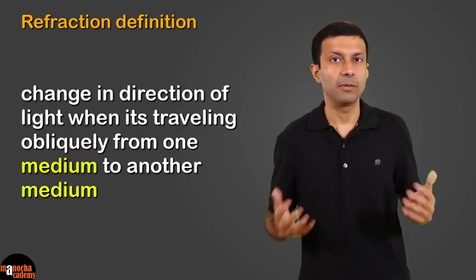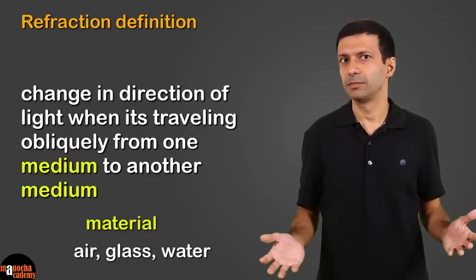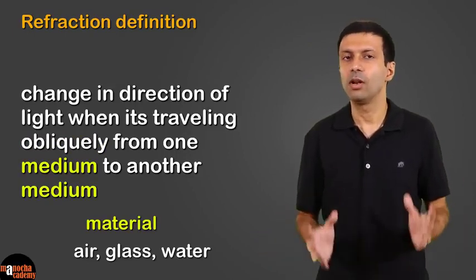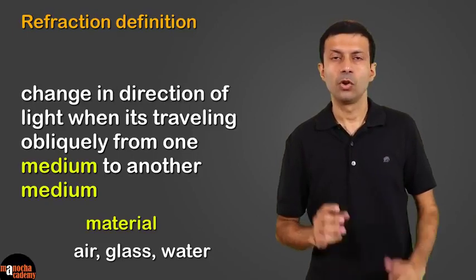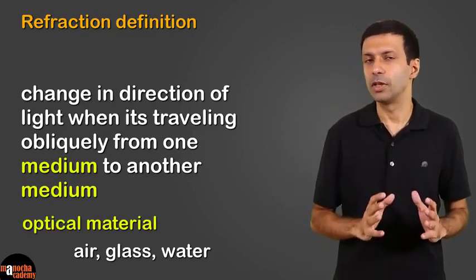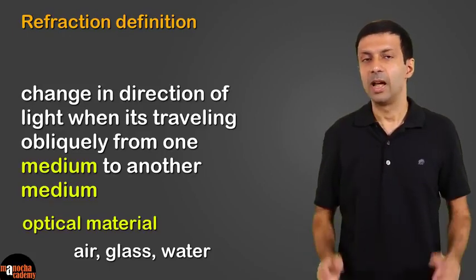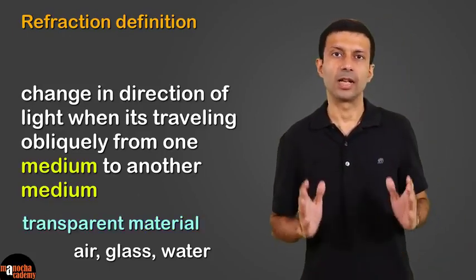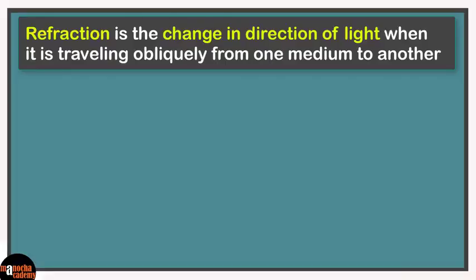And the word medium means material. For example, air, glass, water, these are all materials. You may also see the term optical material because optical refers to light. And for refraction, remember that the material needs to be transparent. Let's place the definition of refraction of light on our concept board.